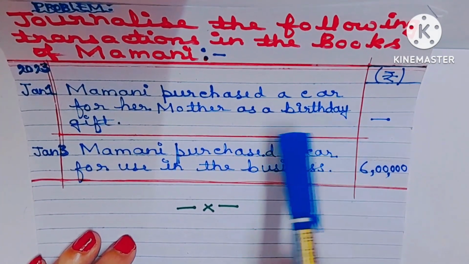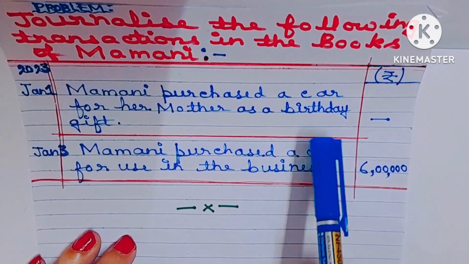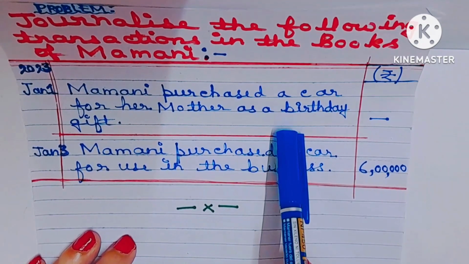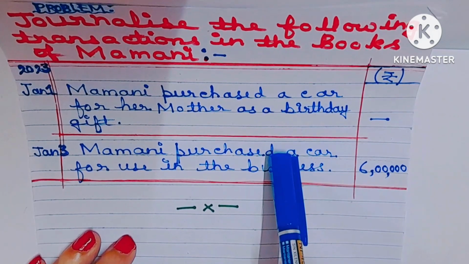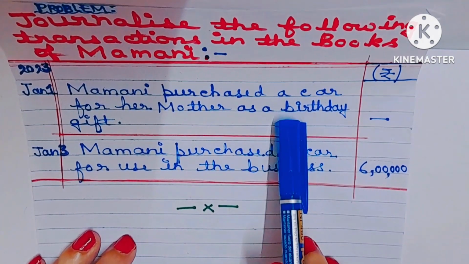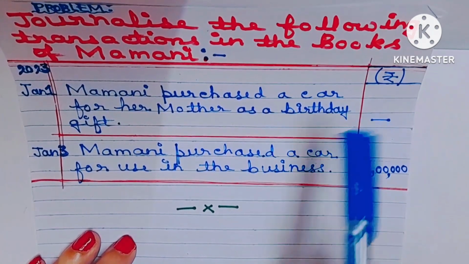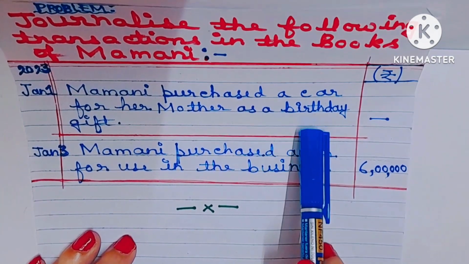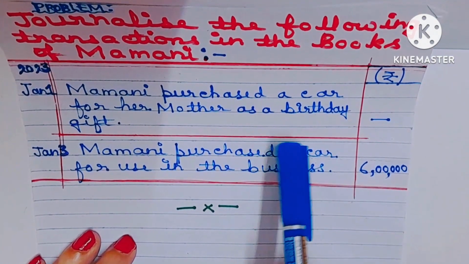So all events are not transactions, but all transactions are events. Why? Because only economic events are transactions, but all transactions are events because all transactions are economic events. Understood? So why all events are not transactions? Because there are two types of events, economic events and non-economic events. Only economic events are transactions. So this is the reason all events are not transactions.